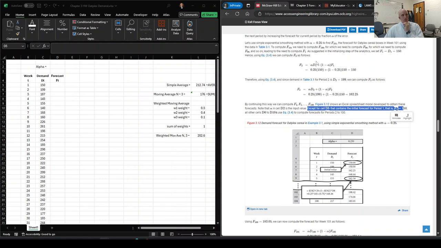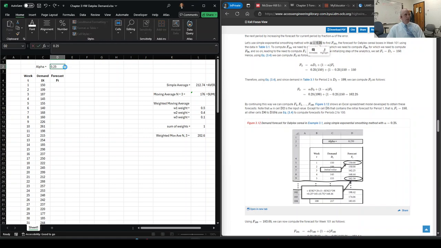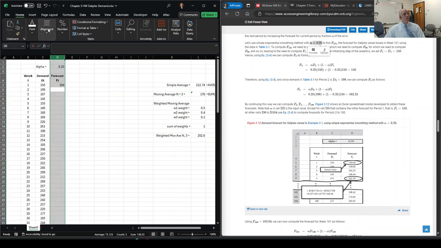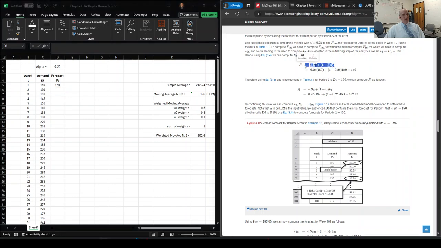So right now, what else are we assuming? We're also assuming that alpha is 0.25. So I'll come up here and put my alpha of 0.25. I'll put my forecast equal to 150. Let me center all this. Now we're ready for the second week to use this formula to create our forecast.